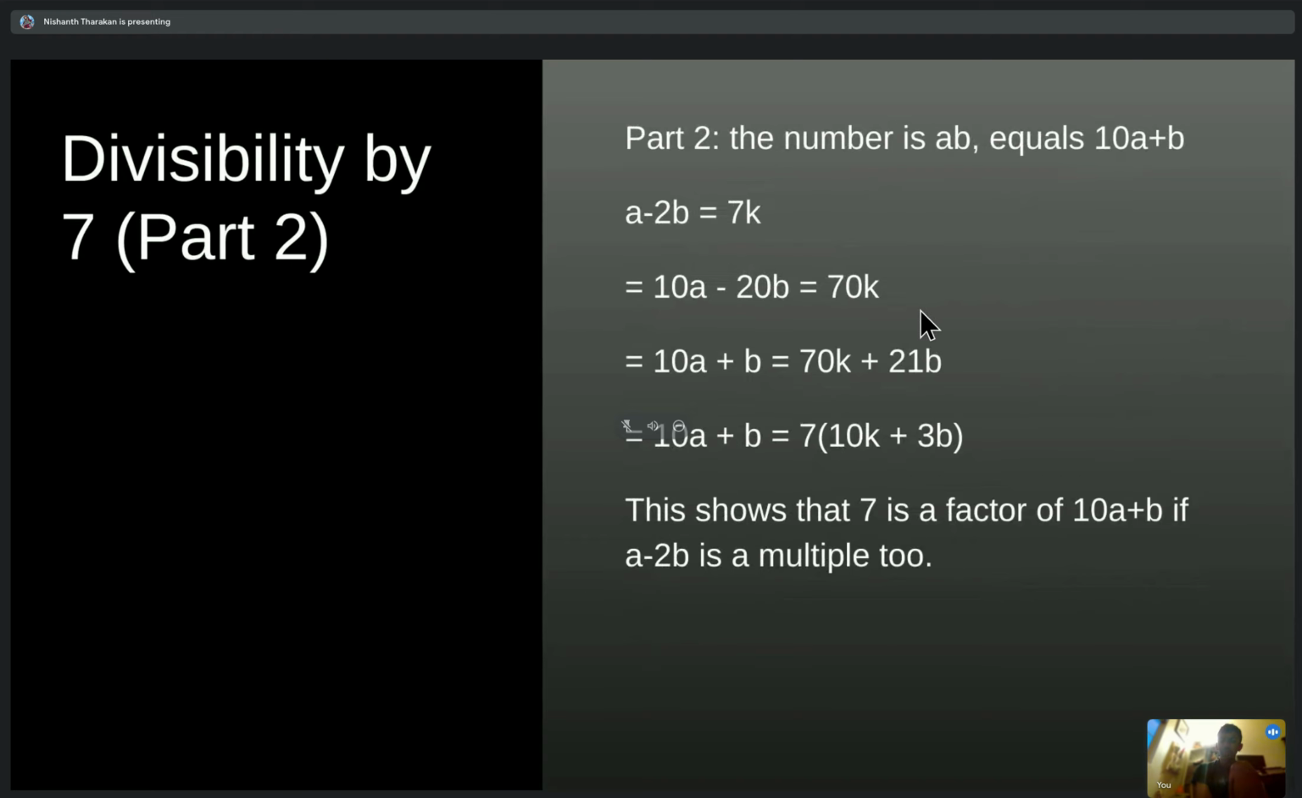And the second part is where we prove the opposite. a minus 2b equals 7k. So this is what we're saying: we take the last digit, multiply by 2, subtract it from the rest, and that should equal a number times 7. So we do more math to it, multiply both sides by 10, then add 21b to both sides, factor it out, and we now show that 10a plus b is indeed a multiple of 7, as shown here. So that was the fun one of the day.